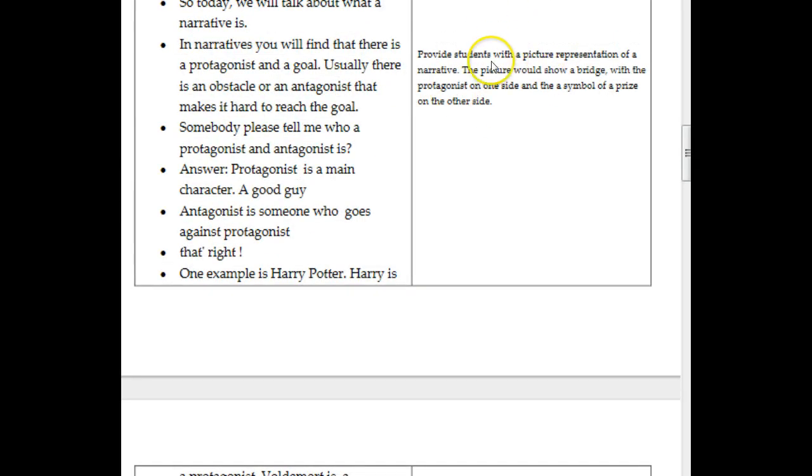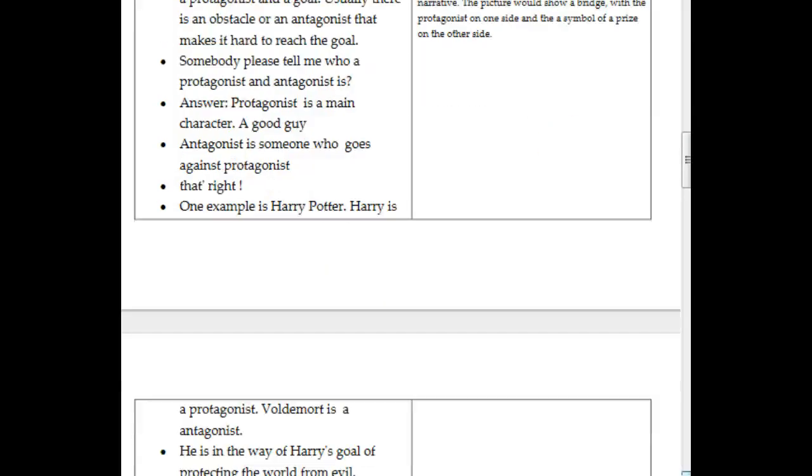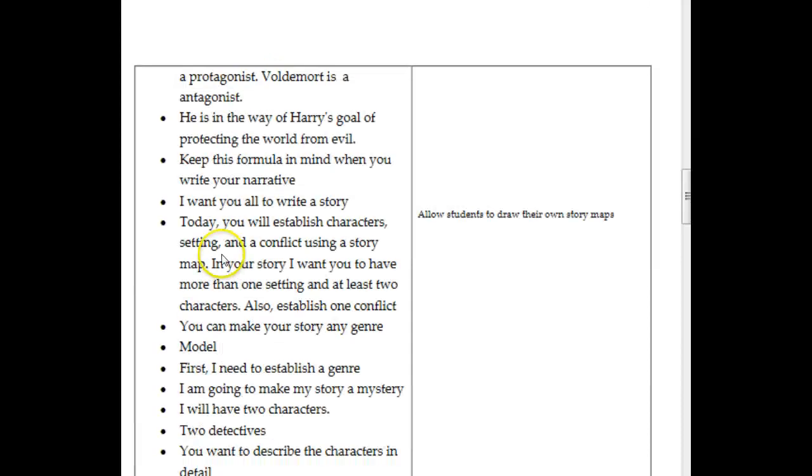This differentiation piece right here, I don't know if it would be for everyone, but the picture that showed protagonist trying to get to goal, antagonist in the way, I like that. I think that visual representation will help rather than just being able to hold it in their mind. Now, this sentence right here, I want you all to write a story. Okay? That sentence is telling.